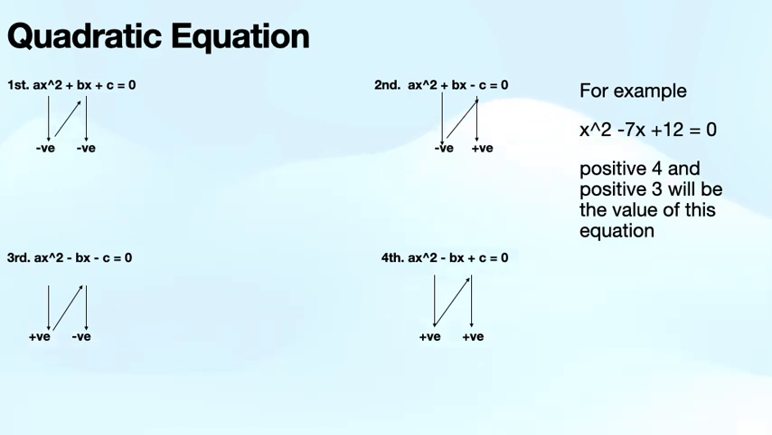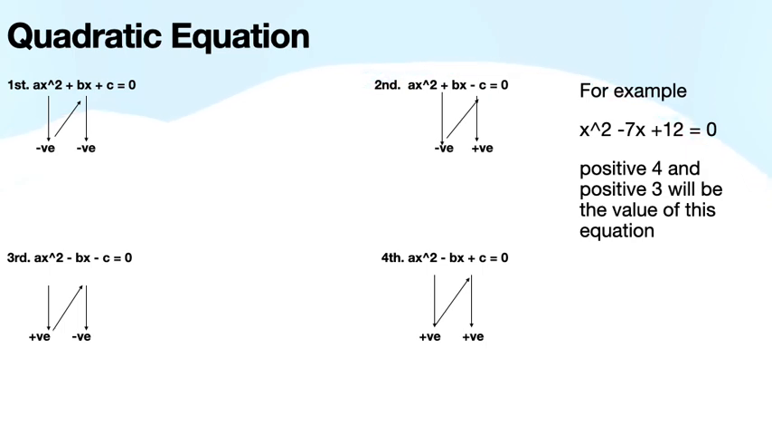In third equation ax2 minus bx minus c is equal to 0. First negative sign directly convert to positive sign and then multiply converted positive sign with negative sign and finally we have positive and negative sign. In last equation ax2 minus bx plus c is equal to 0. First negative sign directly convert to positive sign and then multiply converted positive sign with other positive sign and finally we have two positive signs.